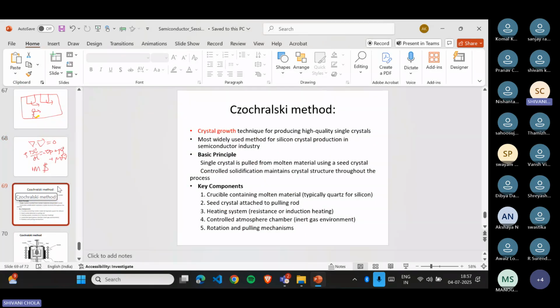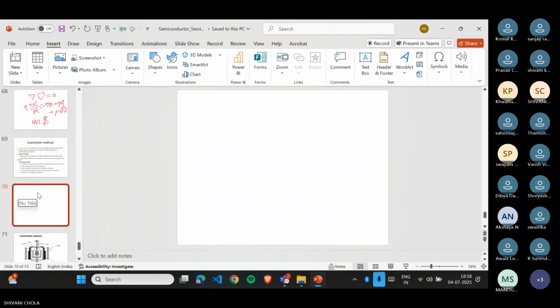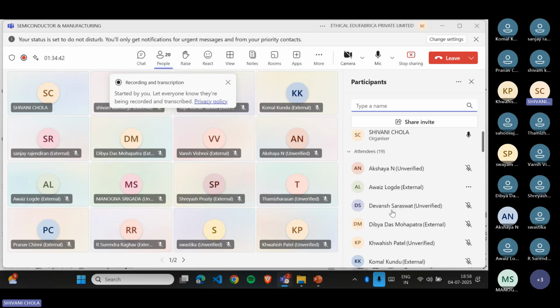So guys, before discussing this method, can anyone tell me what is the process of making silicon chips? What are the raw ingredients we use to manufacture a semiconductor chip? Any idea? Come on. First, let's check how many people. Oh, we have only 20. No worry.